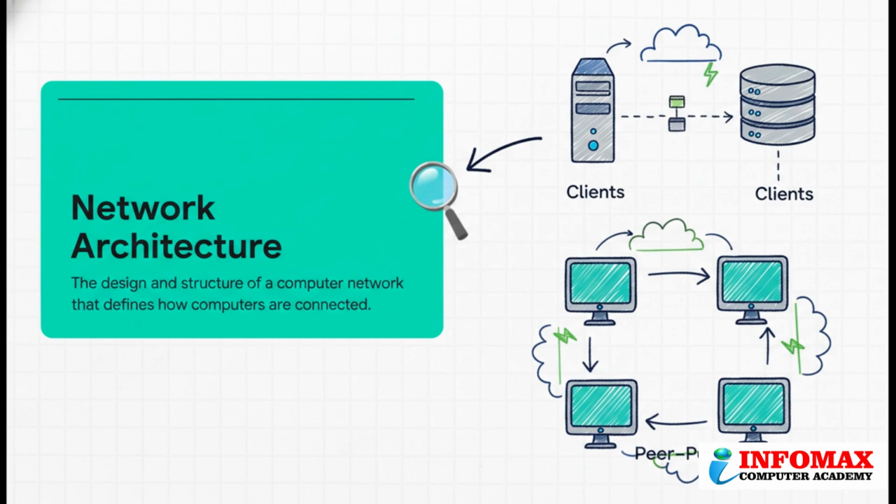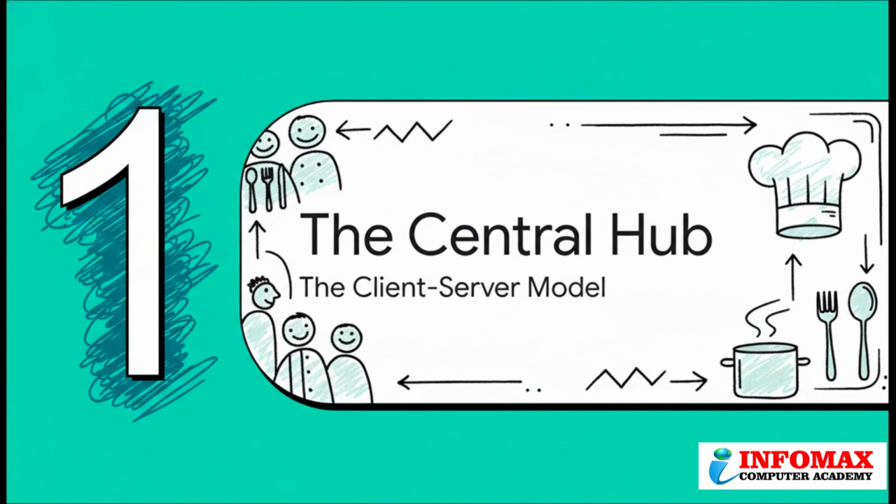It's basically the set of rules for how computers get connected and how they share everything from files to services. We're going to break down the two big models you use every single day, probably without even thinking about it: client server and peer to peer. All right, first up is the model you probably interact with most often, the client-server architecture.